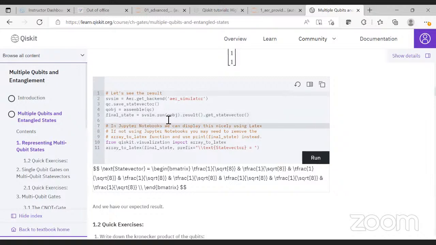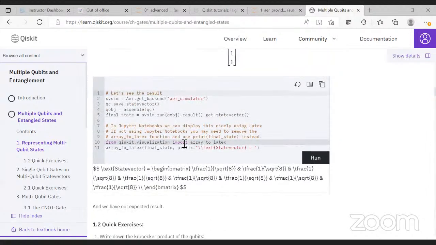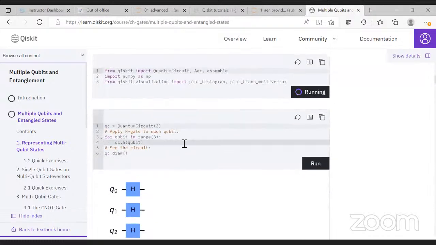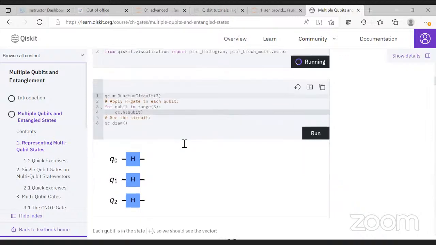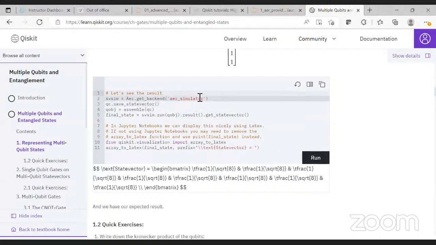So what is happening? First, the object is run, then the results are extracted, and then from those results, the state vector is extracted. And then you can do a visualization. The state vector is an array, and it can be rendered into LaTeX. That's more of a visualization. But this is how you start. You define your quantum circuit, apply all the quantum gates which you want to apply, and then define your backend, whatever backend.